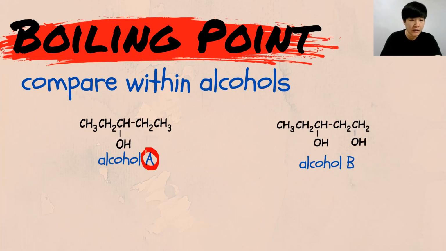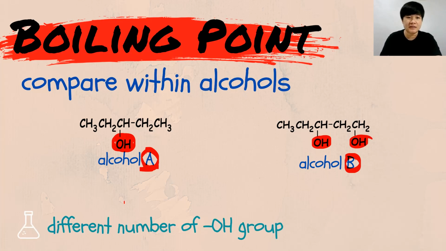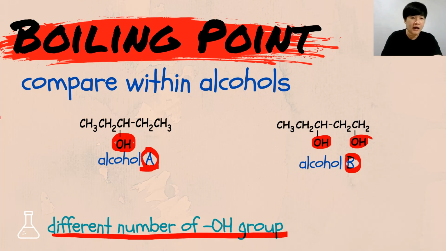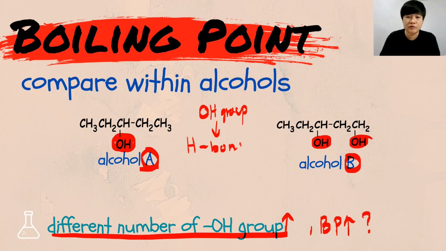In alcohol A, we have only one OH group, while in alcohol B, you have two OH groups. Can you see that? This is the example where you have a different number of OH groups, and we know that the higher the OH group, the higher the boiling point. So the question is, why the higher the OH group, the higher the boiling point? Simple. Because OH groups are the groups that form hydrogen bonds, and we know that hydrogen bond is very strong.